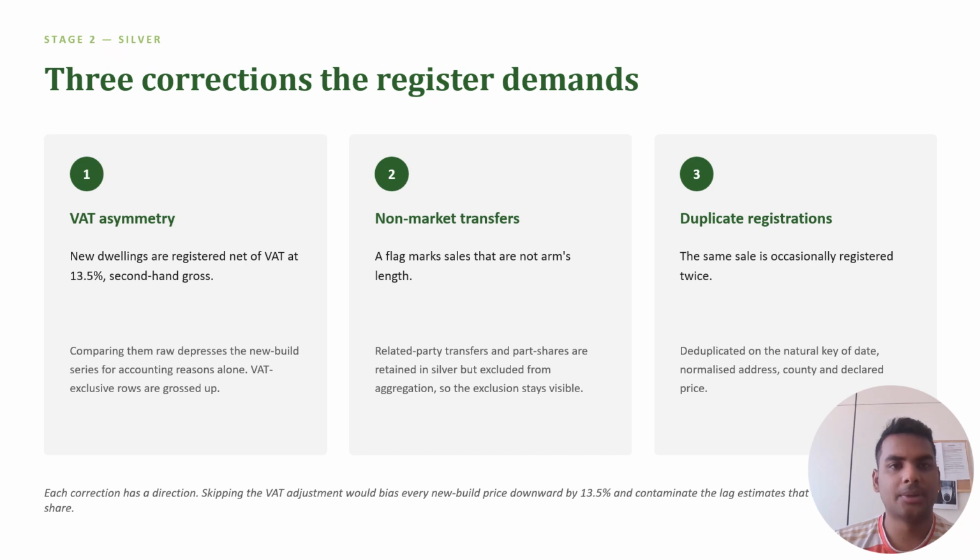There were three important cleaning steps. First, VAT adjustment: new properties are recorded net of VAT, while second-hand properties are recorded gross. Without correcting this, new builds would appear artificially cheaper. I also removed non-arm's-length transactions and duplicate registrations.